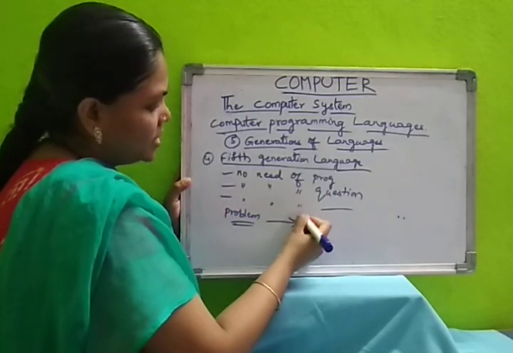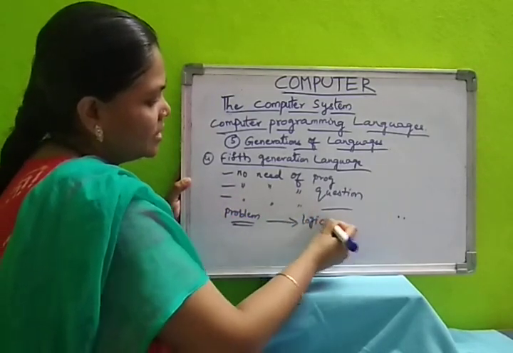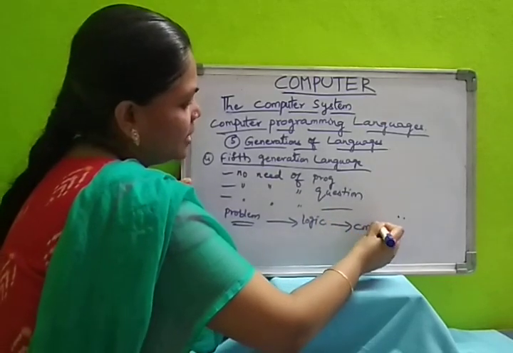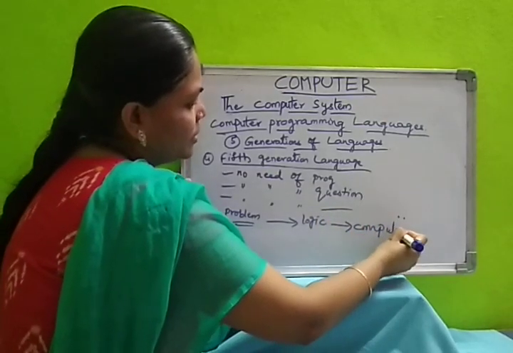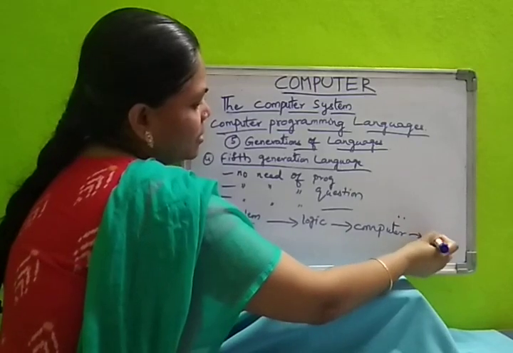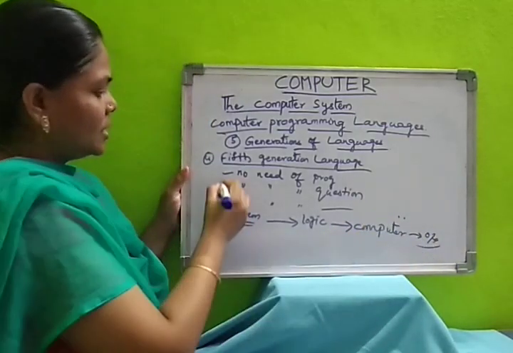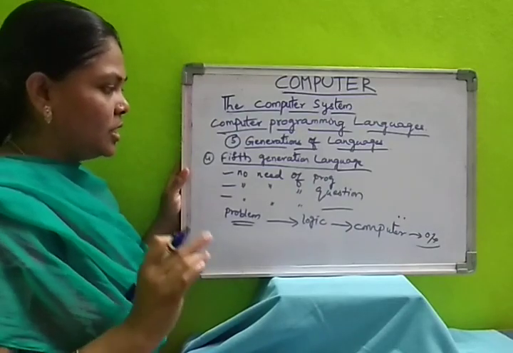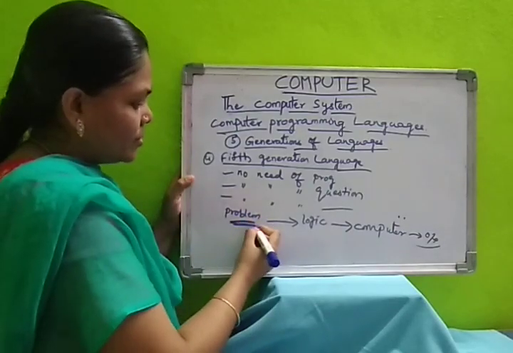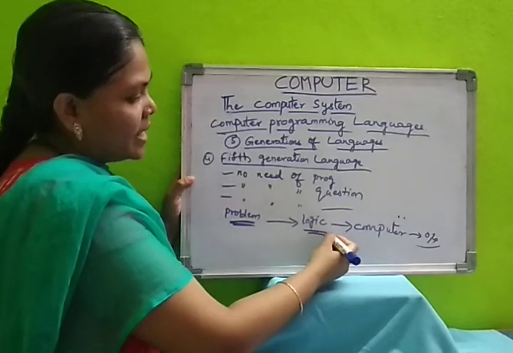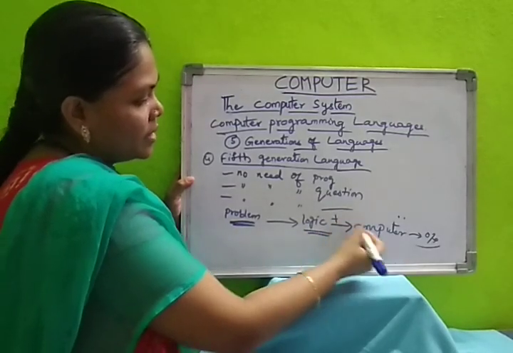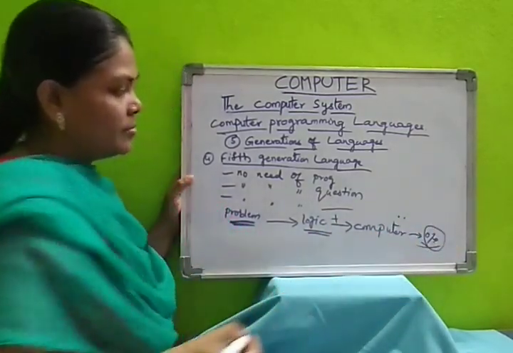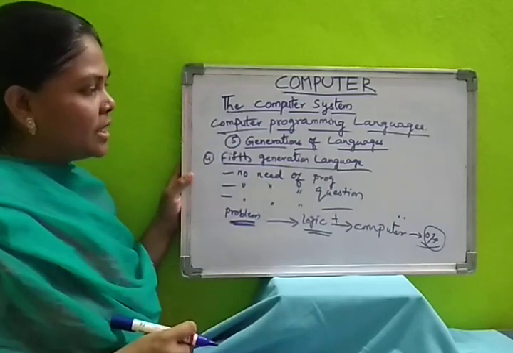The logic will be supplied by the computer and it displays the output. Okay, it gives you the output. So here you don't need anything. You need not write any program or questions. Just give the problem there. The logic will be added by the computer, and the output is displayed for you. That is a fifth generation language.